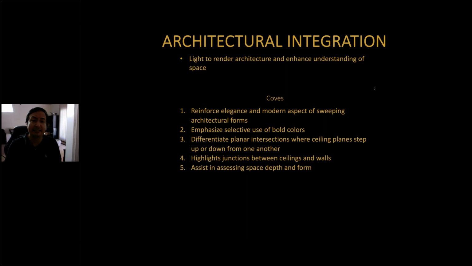You can reinforce elegance and the modern aspect of sweeping architectural forms. Again, you may have different levels of ceilings, and by adding a little bit of a cove, you can highlight areas that could otherwise be missed as the occupants walk by it. You can emphasize colors, textures on walls, determine or differentiate the planar intersections where ceiling planes step up or down from each other, like I just mentioned. You can highlight functions between walls or junctions between walls and ceilings if you have special features, and you can assist in assessing space and depth and form.